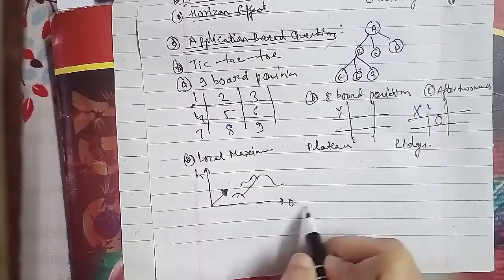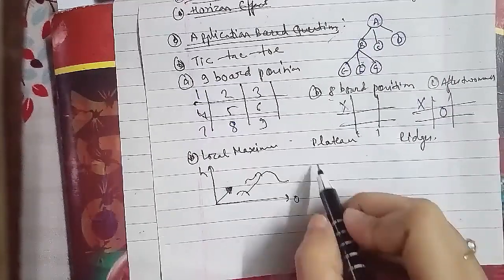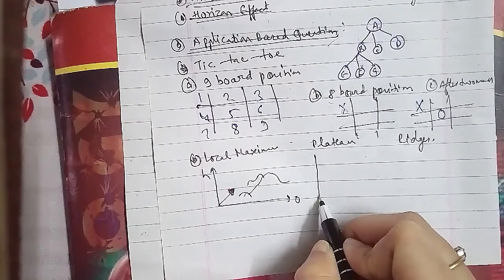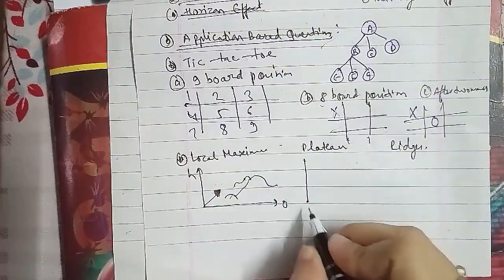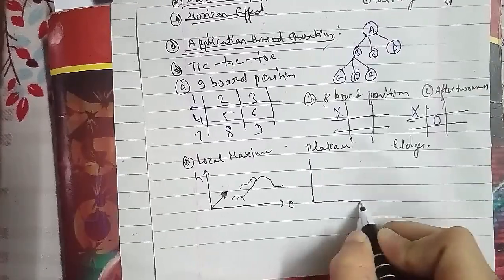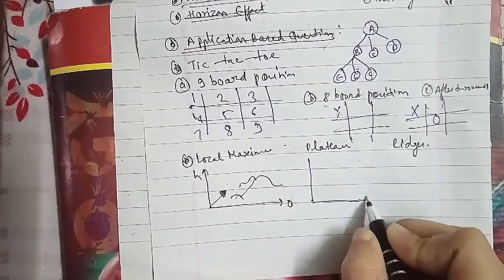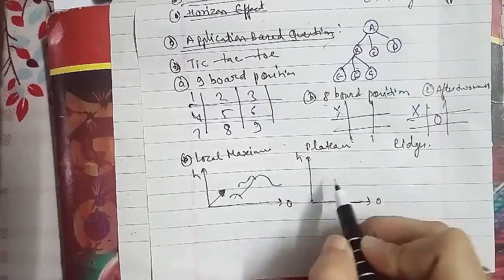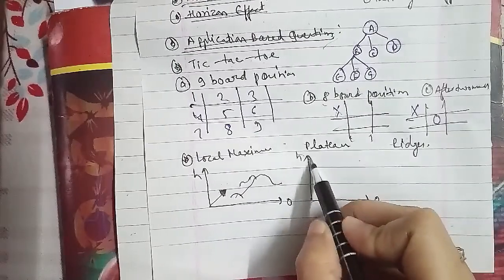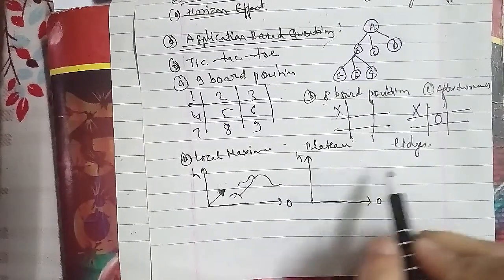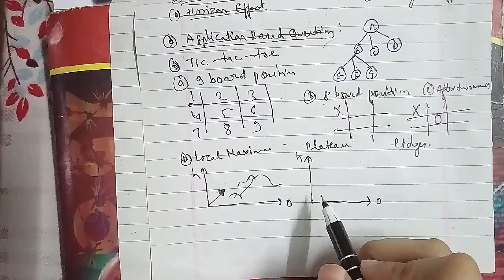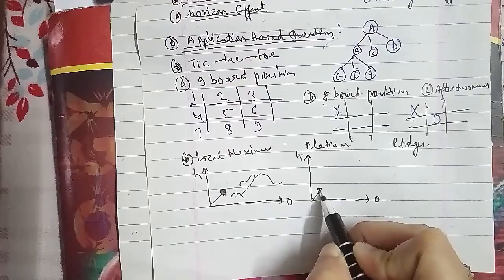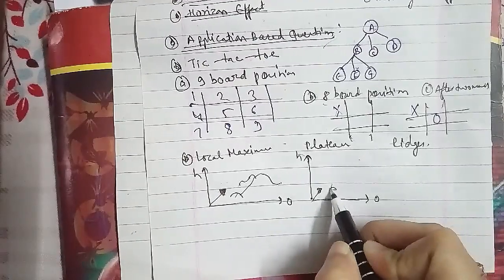For the plateau here we have this is 0, this is always an H here, and that is the reference towards what we find for the local maxima, plateau and the ridges in hill climbing. So here this is the narrow, and that is your plateau.